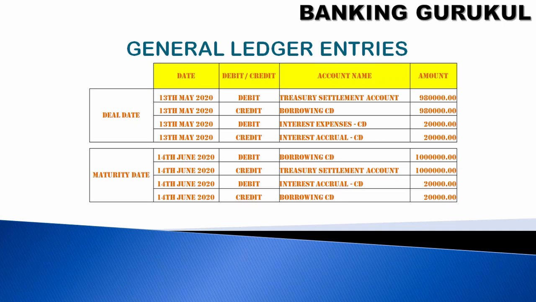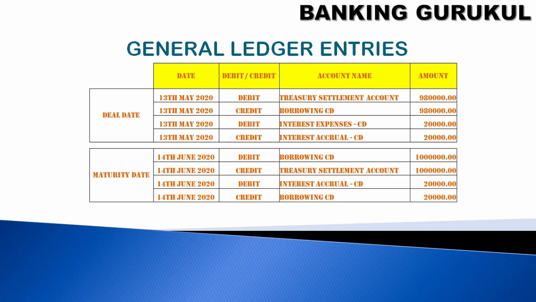Now I can use these funds for any purpose: expenses, salaries, or repaying loans, whatever you want. But on maturity you have to pay 10 lakhs, which means 20,000 you have to book as expenditure. Normally on maturity we pay principal plus interest. Here we are getting principal minus interest. So we have to book the expenses on the deal date. Expenses will be debited and accruals will be credited 20,000 on the deal date.